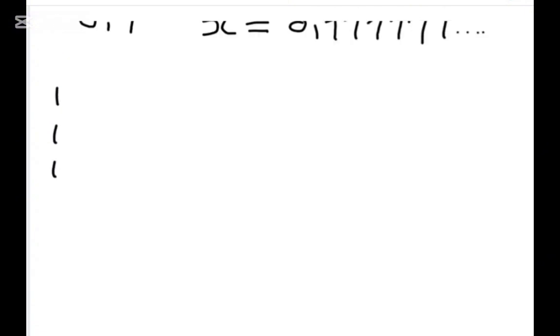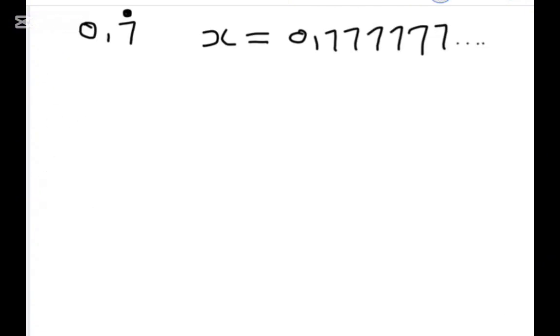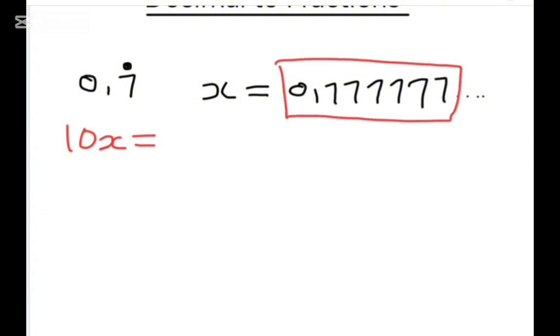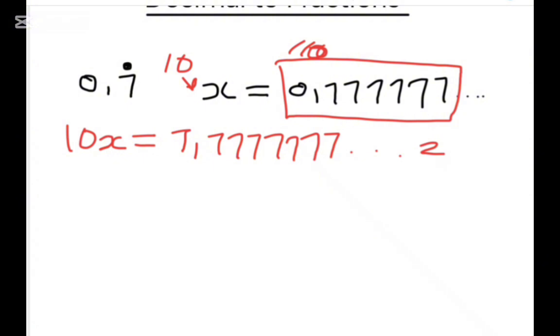Now we're just going to do this one. I'm not going to waste time. Here we're going to multiply by 10. You multiply both sides by 10. You multiply here by 10, you also multiply here by 10. When you multiply this by 10, you get 10x. When you multiply this by 10, you get 7.77777, and that never stops. We're going to name this equation 2, and this will be equation 1.